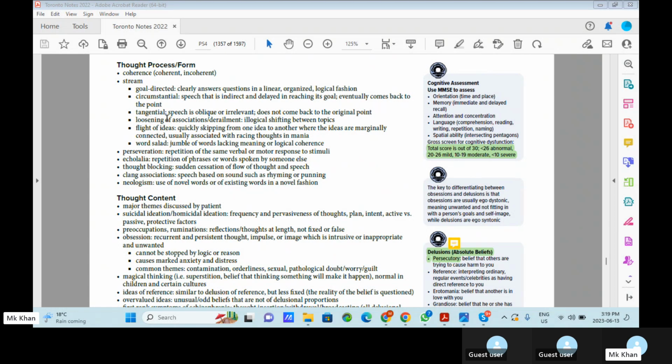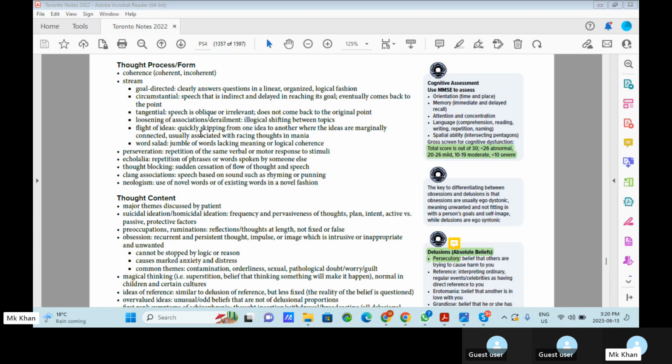But what is tangential? Speech is oblique or irrelevant, and does not come back to the original point. So you are asking the patient one question, he's giving you all random answers, but he's not eventually reaching the answer. So basically this is the main difference between circumstantial and tangential, I think.